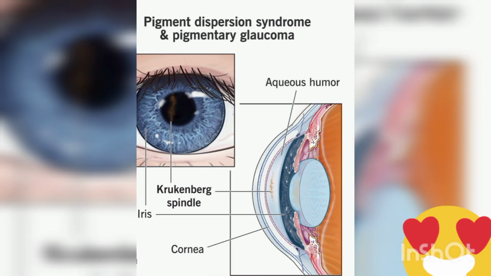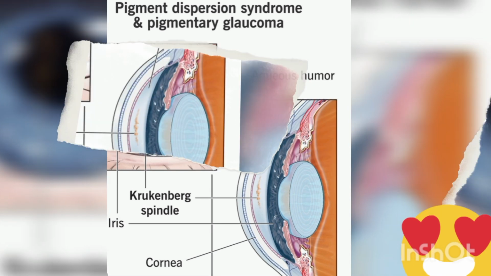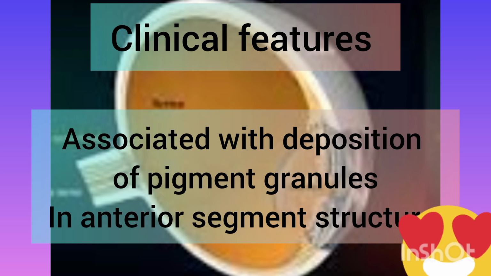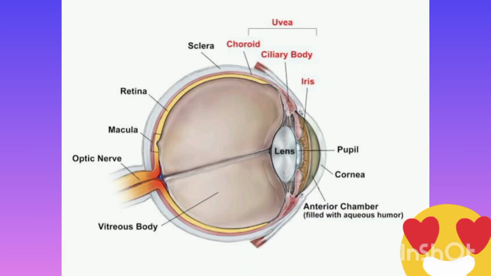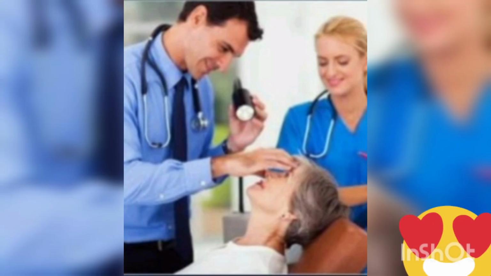For the pigmentary glaucoma, this is caused by pigment dispersion from the iris, which blocks the trabecular meshwork. It is seen in 50% of patients with pigment dispersion syndrome. The clinical features: this condition typically occurs in young myopic males. It is associated with deposition of pigment granules in the anterior segment structures like the posterior surface of the cornea, the trabecular meshwork, the ciliary zonules, and the crystalline lens. For the treatment, we have the medical therapy, the anti-glaucoma drugs, and surgery.